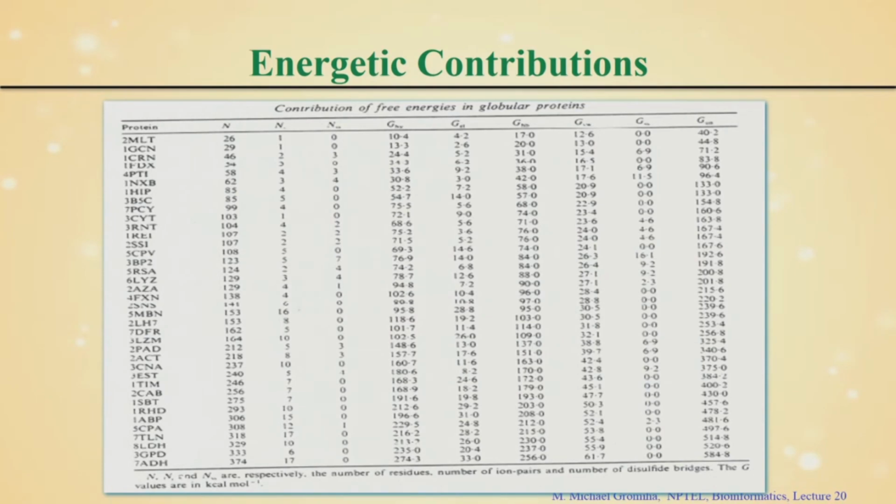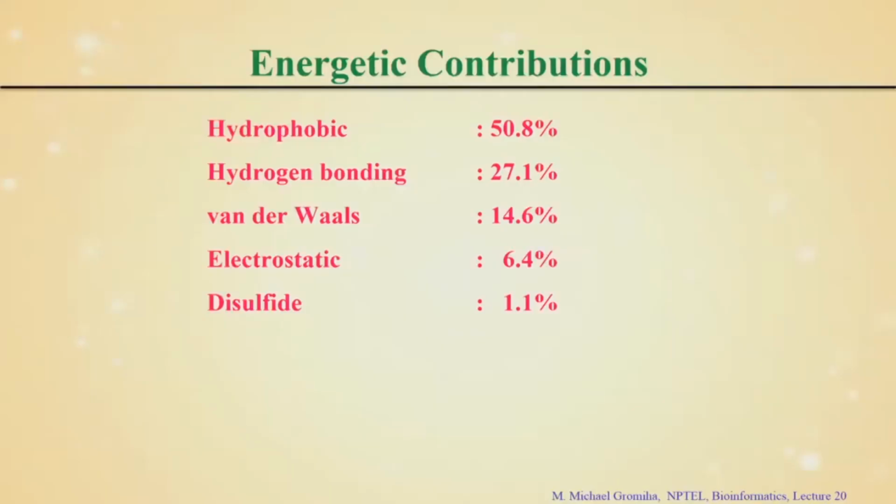Now we can calculate a set of proteins and take the total value of the hydrophobic free energy, electrostatic, van der Waals and all the free energies, and take the sum of all the energies. Then you normalize to 1. So, you add up and divide by this total energy, then normalize to 1. If you do this, you can see approximately the hydrophobic interactions contribute 50%, hydrogen bonding up to 27%, van der Waals 15%, electrostatic 6% and disulfide 1%.